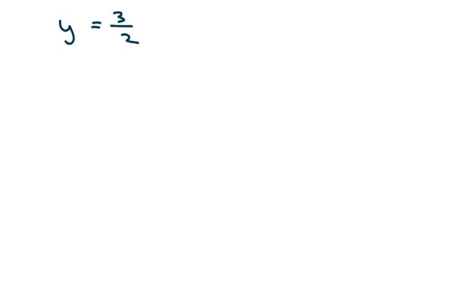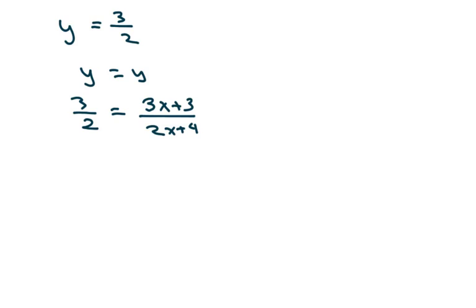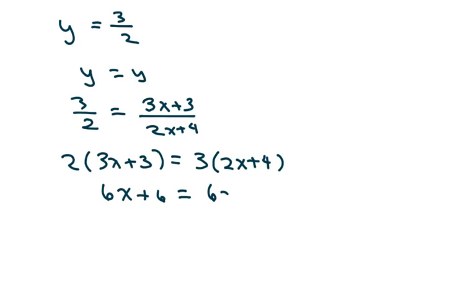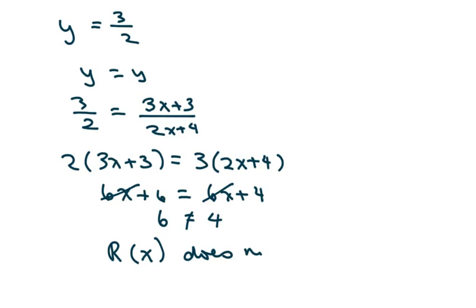So we have to determine if the graph intersects this. What we're going to do is set our y's equal to each other. Our y is 3/2, and our r is 3x plus 3 over 2x plus 4. You cross multiply, and you get 2 times 3x plus 3 equals 3 times 2x plus 4. Therefore, we get 6x plus 6 equals 6x plus 4. These cancel, you get 6 equals 4, which doesn't make sense. So therefore, r of x does not intersect our line y equals 3 over 2, our horizontal asymptote.